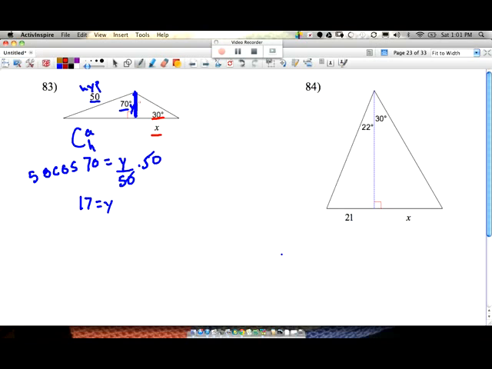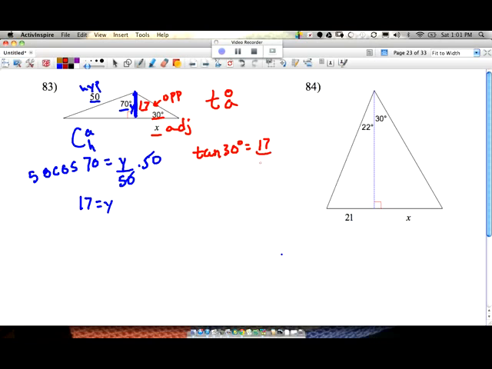That gives me another adjacent, and this time the opposite. So we got adjacent and opposite. So what's opposite over adjacent? That's tangent. So we're going to have tangent 30 degrees equals the opposite side, which in this case is 17, over the adjacent side, which is x.